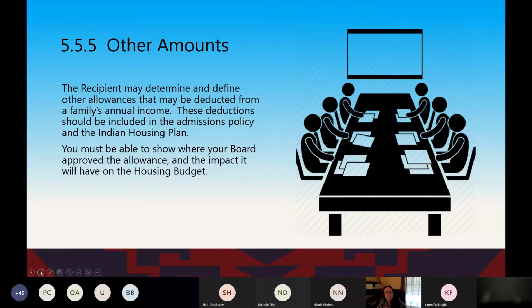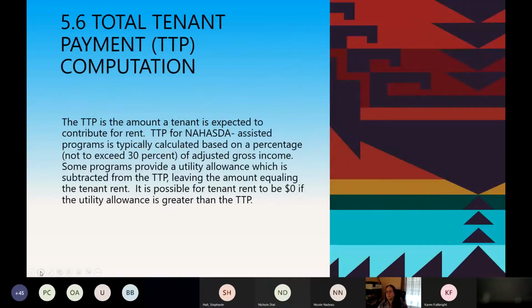So other amounts, the recipient may determine and define other allowances that can be deducted from your family's income. They should be included within your admissions policy and the Indian Housing Plan. You have to be able to show where your board approved that allowance. And you should be able to see the impact it's going to have on your housing budget. They just want that due diligence to make sure that you're not losing huge amounts of your subsidy.